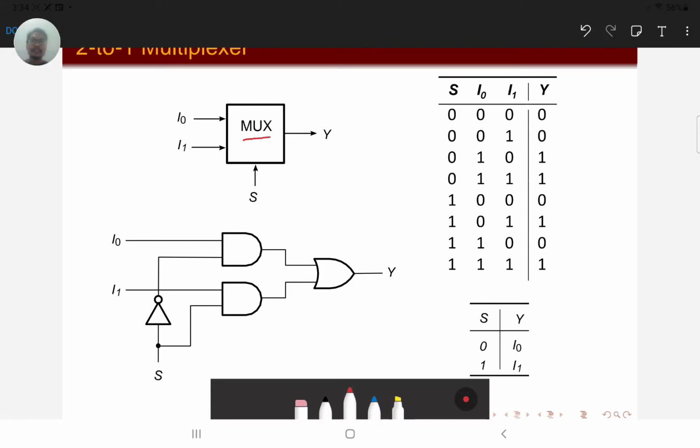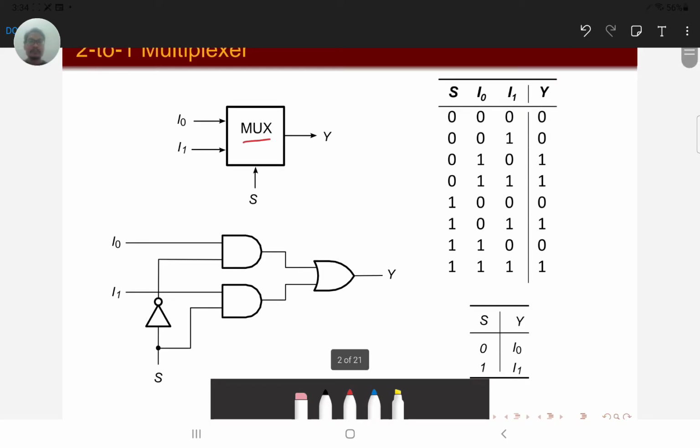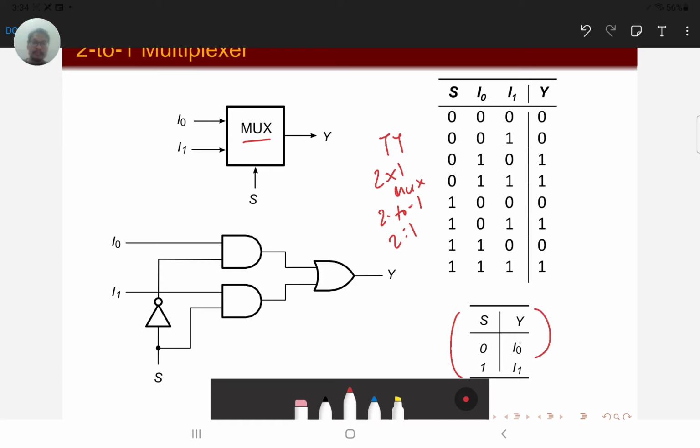So what is the function and how does the multiplexer work? Here is the truth table of the 2-to-1 mux, also known as 2x1, 2-to-1, or 2-1. They all mean the same thing. Looking at the simplified truth table down here, if s equals 0, then y equals I0. If s equals 1, y equals I1.